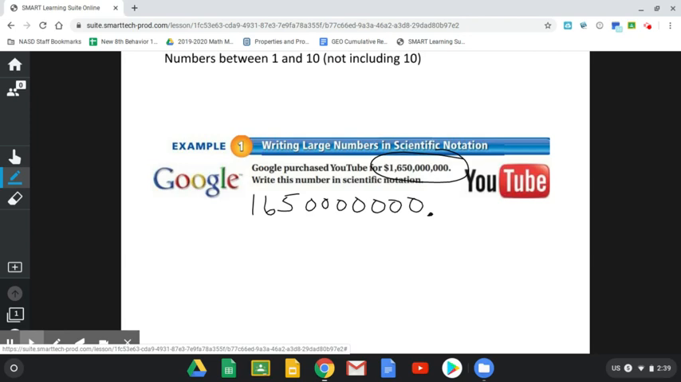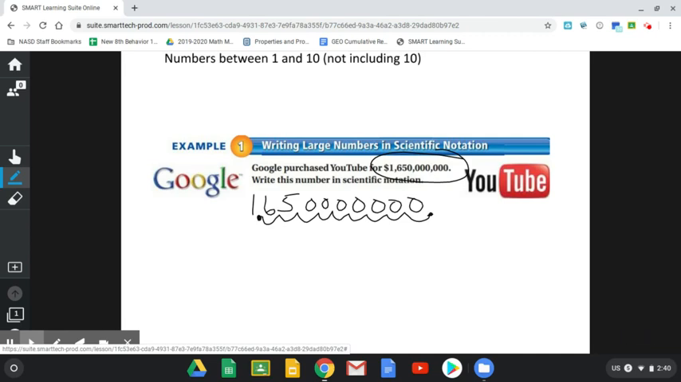So I'm going to move the decimal point 1 place, 2 places, 3 places, 4 places, 5 places, 6 places, 7 places, 8 places, 9 places. I'm stopping here because you'll notice that the number 1 is to the left of the decimal.